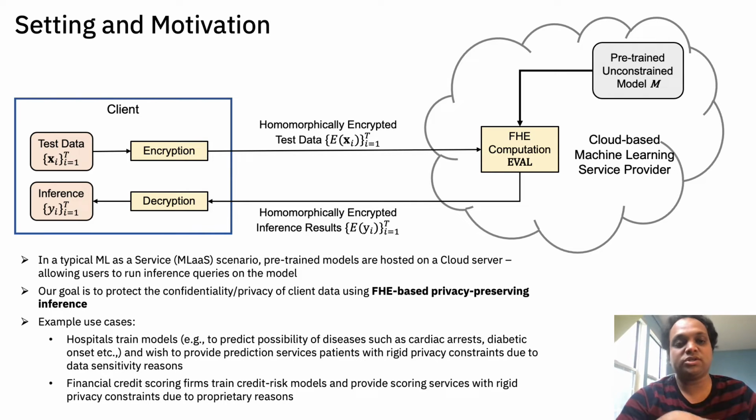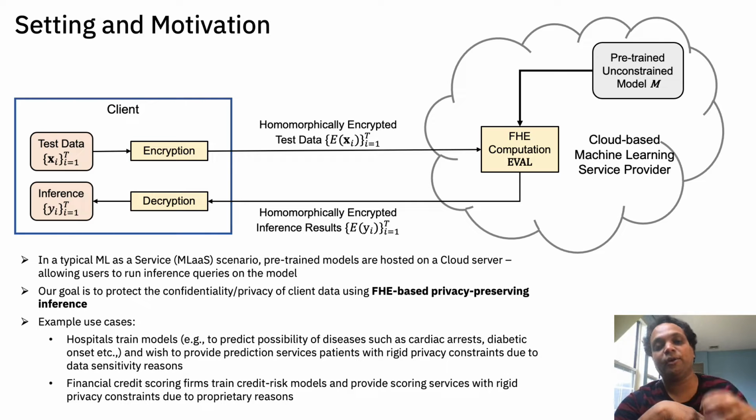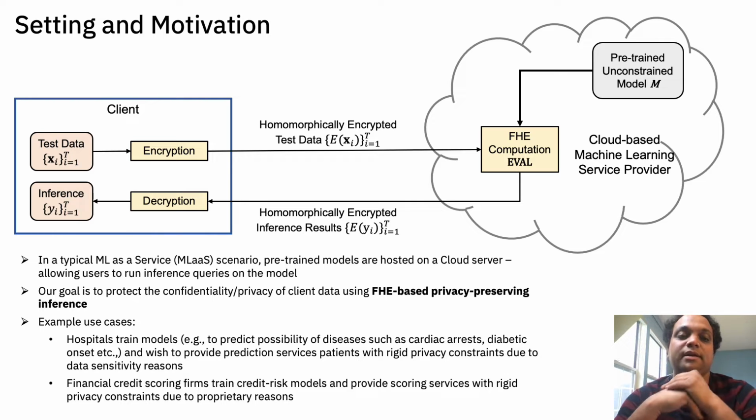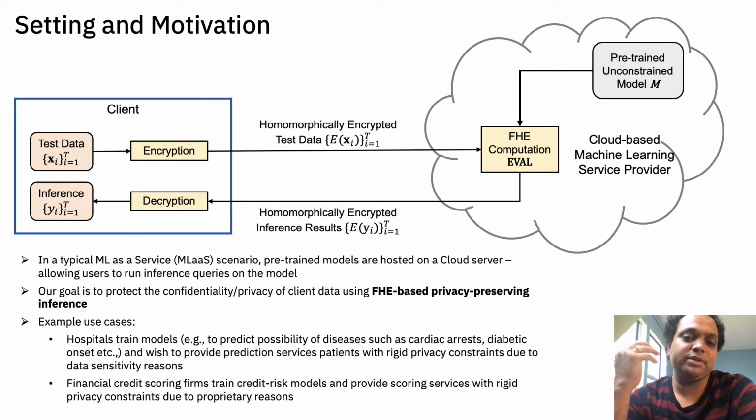Our goal in this talk is to preserve privacy of the client data. So the people who use this service, you would like to protect the privacy of those clients, right? And we would like to keep the model intact. We don't want to give away the model. So we do this by using fully homomorphic encryption based privacy preserving inference.